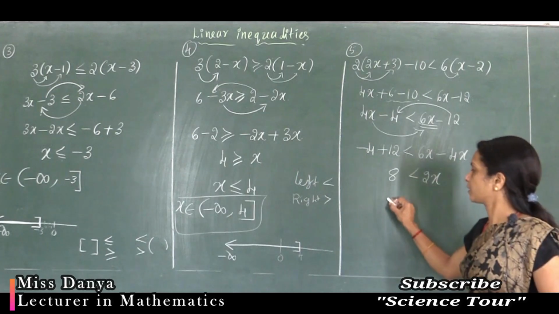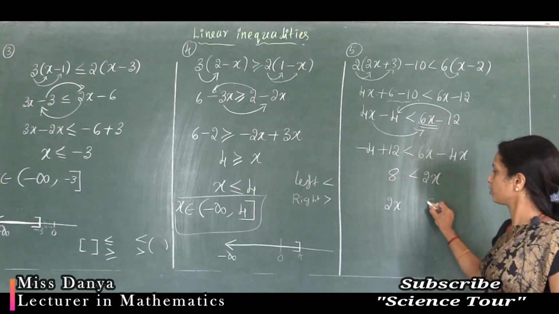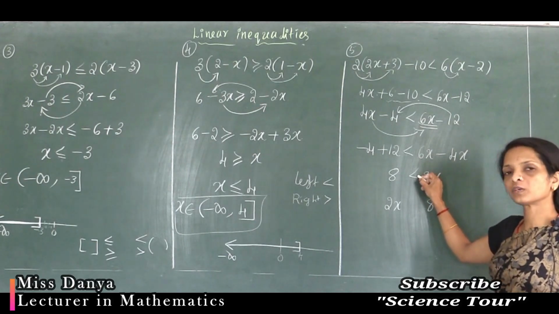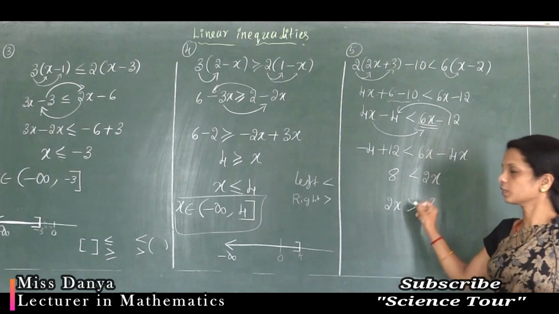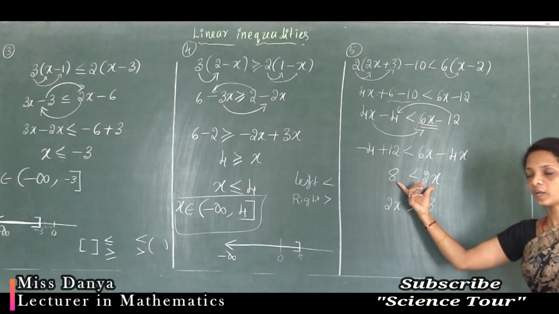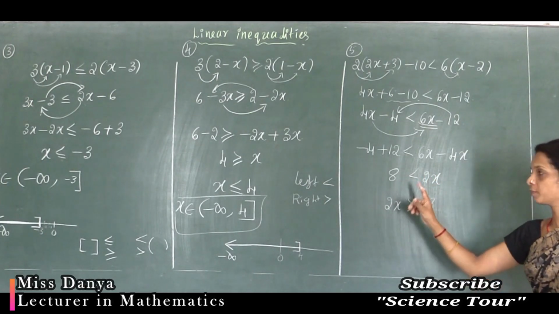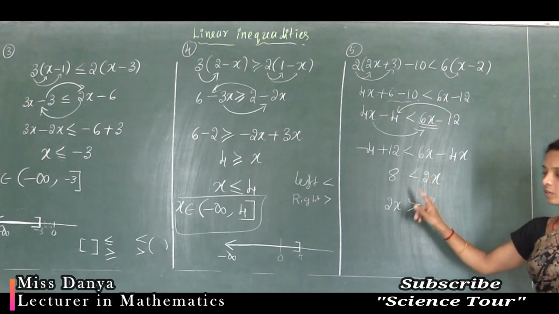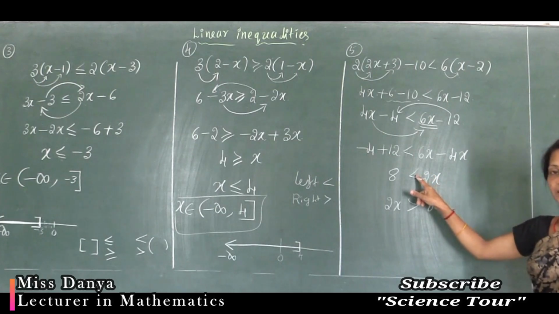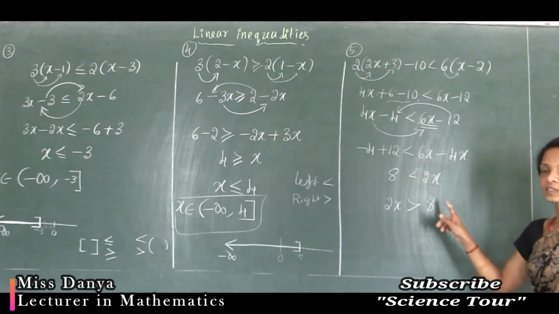way. I will write 2x this side, and 8 this side. Which side of the symbol is the greater side? The greater side is the same, so you have to use a greater than symbol. Here I wrote this inequality in another way. The inequality symbol is greater than here, where it was less than. On the 2x side the greater side is there, and on the 8 side the smaller side is there.